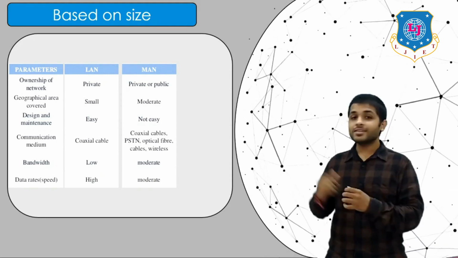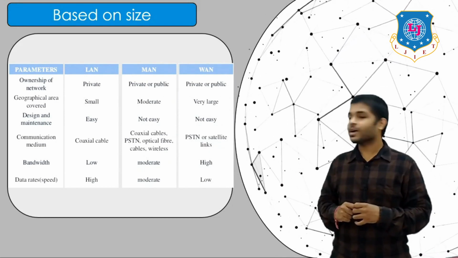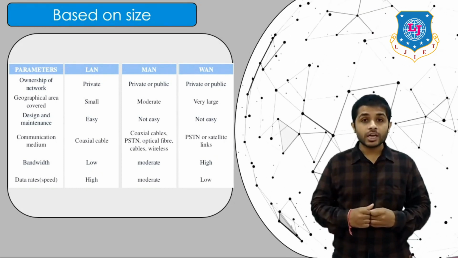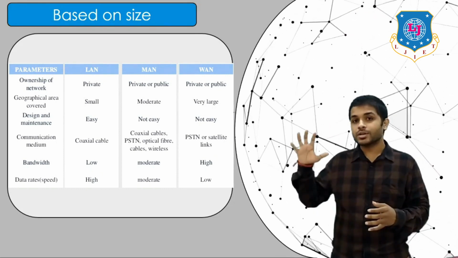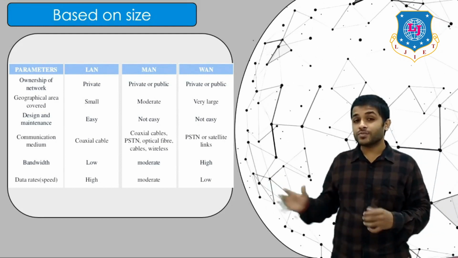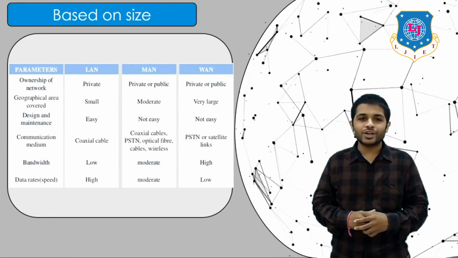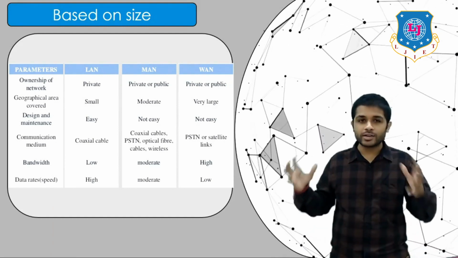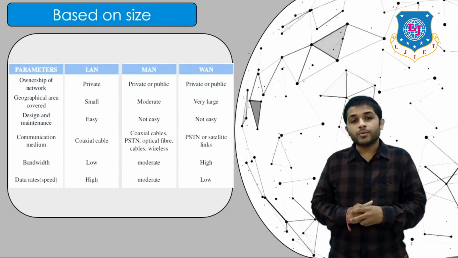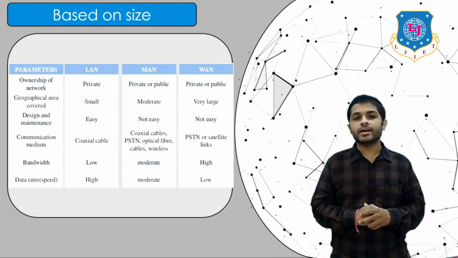Then the last one is WAN. The WAN is owned by public or private. The area which is covered by a wide area network is very large because WAN includes more than one LAN and more than one MAN. And the design and maintenance is obviously not easy because the network is within a country or between countries. The communication medium can be satellite or PSTN, and the bandwidth is high and the data rates are low.